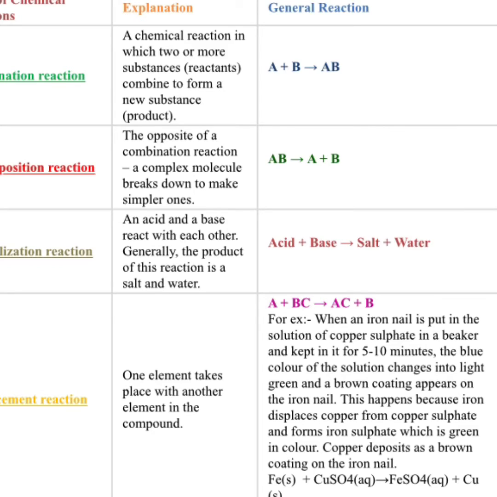This reaction can be shown in the form of chemical equation. Symbol of iron is Fe, which is in solid state, plus CuSO4 aqueous solution gives FeSO4. Iron will take the place of copper in copper sulfate and becomes FeSO4 aqueous plus copper, which gets deposited on the iron nail as a brown coating, which is in solid state.